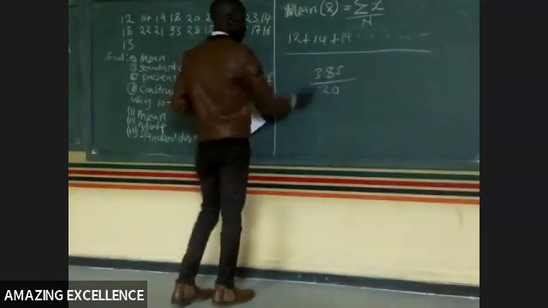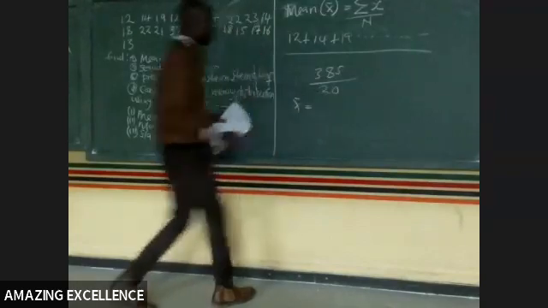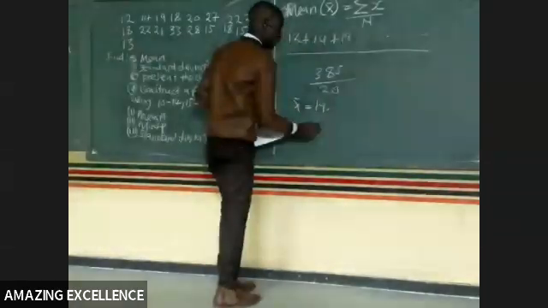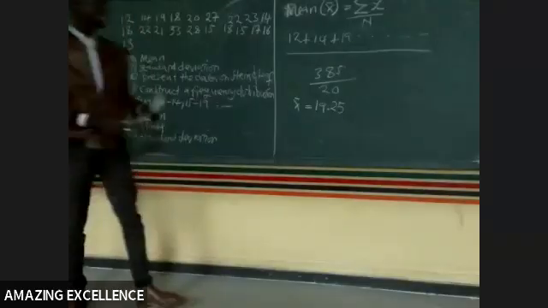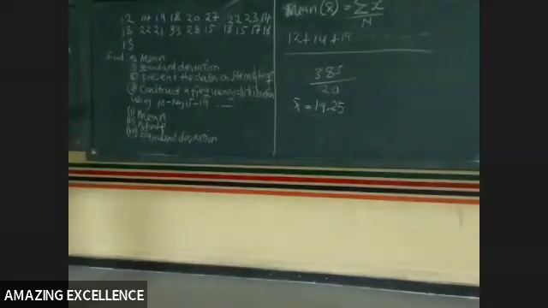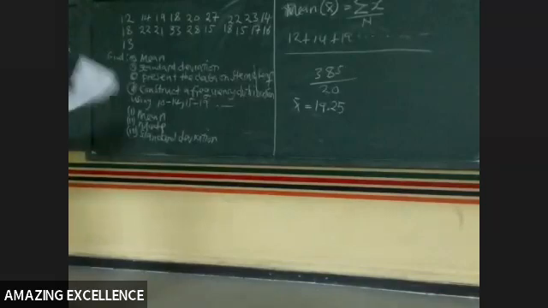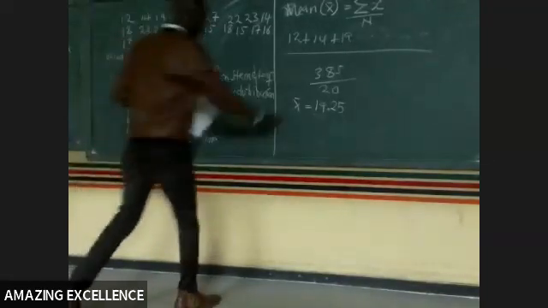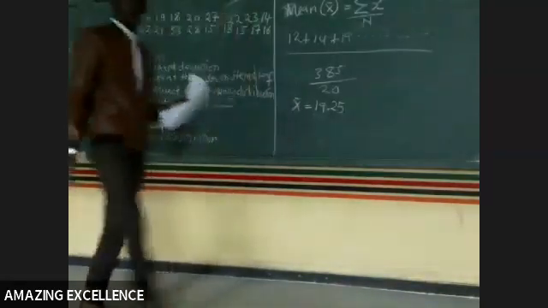Can you divide now? What do you get as the mean? 19.25. 19 point what? 0.25, right? 19.25. That is going to be your mean, x bar. Your mean x bar. Is that clear? Do I have any questions?